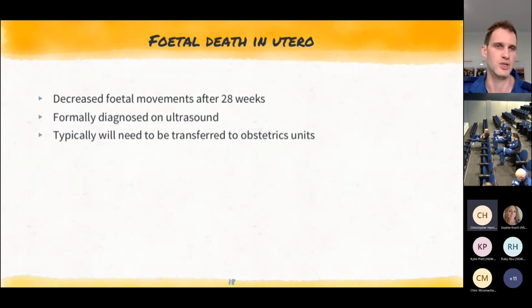They also have the social supports and counselling to go around with that, and parents can spend time with the baby and things like that. They also have access to all the follow-up investigations and examination of the baby that often happens after a stillbirth.